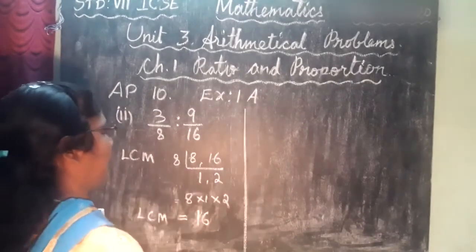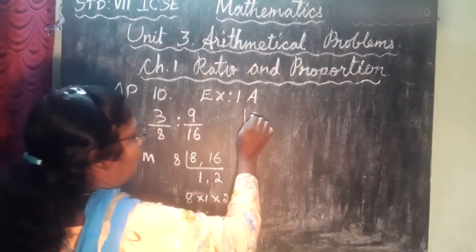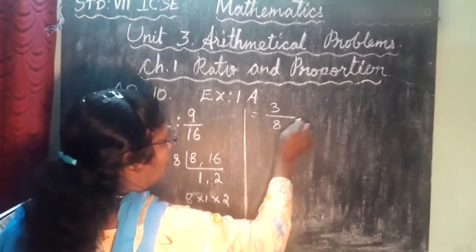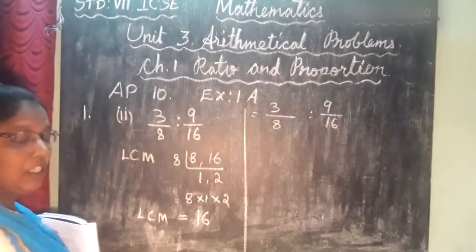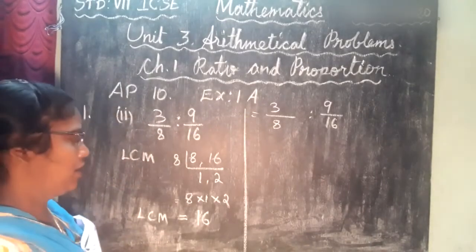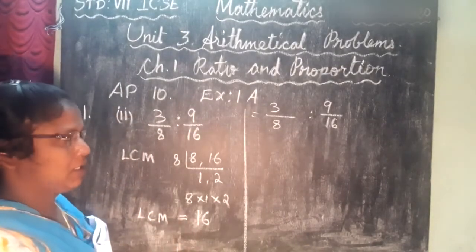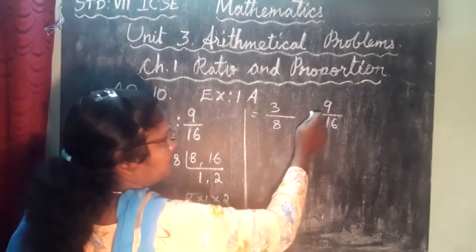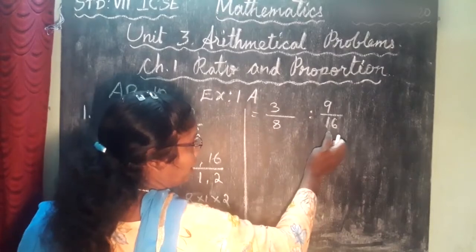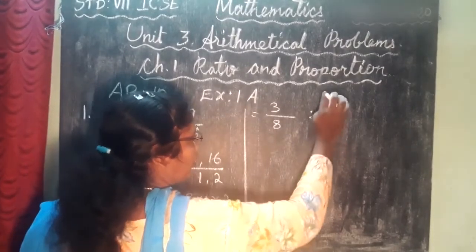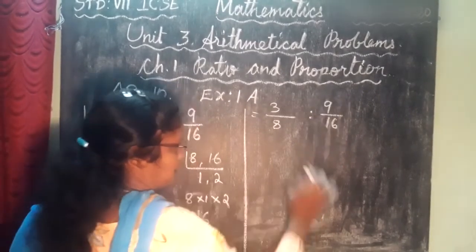Okay. Listen. Now 3 by 8 minus 9 by 16. I must change the denominators to 16 because I am getting the LCM as 16. Look at the second term. Already it is 16 only. The denominator is 16 only. So no need to worry about this. You keep this one as it is.